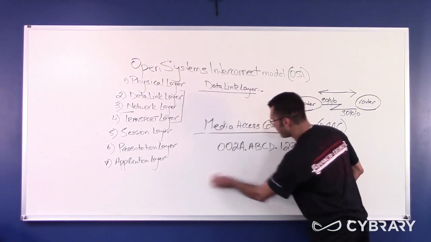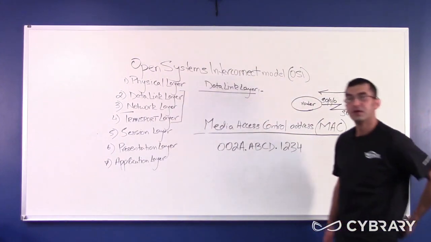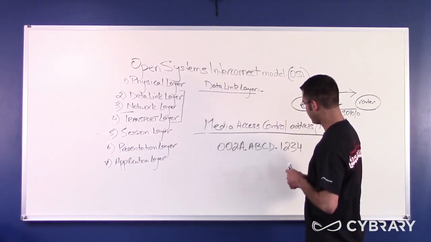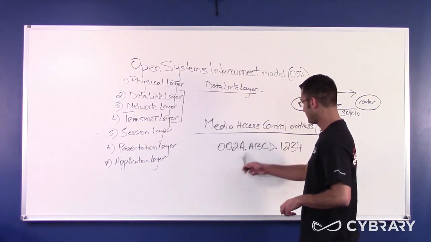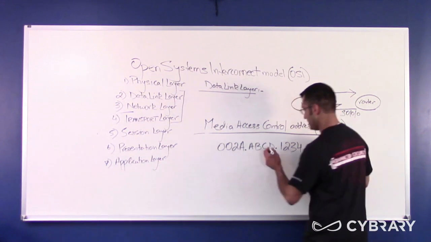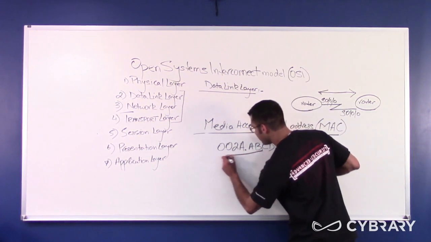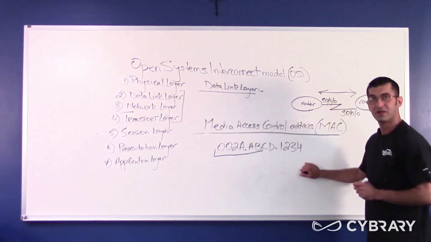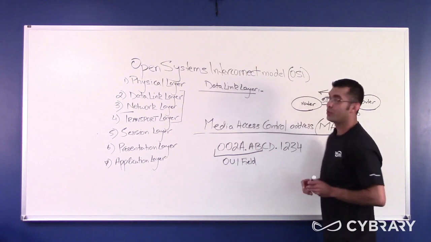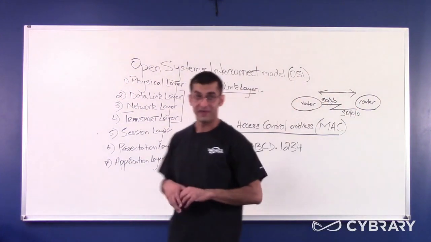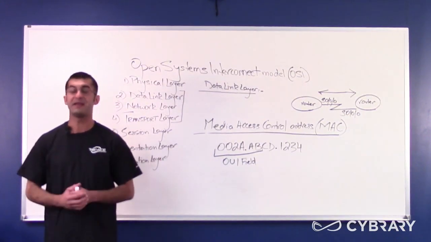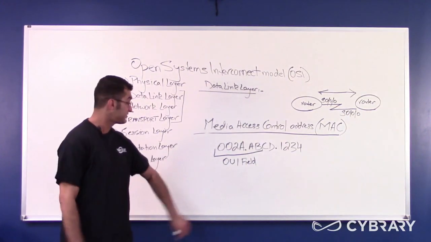The first 24 bits in a MAC address, so where do I draw the line for the 24 bits? This is 16 bits, 17, 18, 19, 20, 21, 22, 23, 24. So right at the B. The first 24 bits of a MAC address are your OUI field, or the organizationally unique identifier. The OUI field is designated by a governing body, and it cannot be changed. And this is vendor specific.